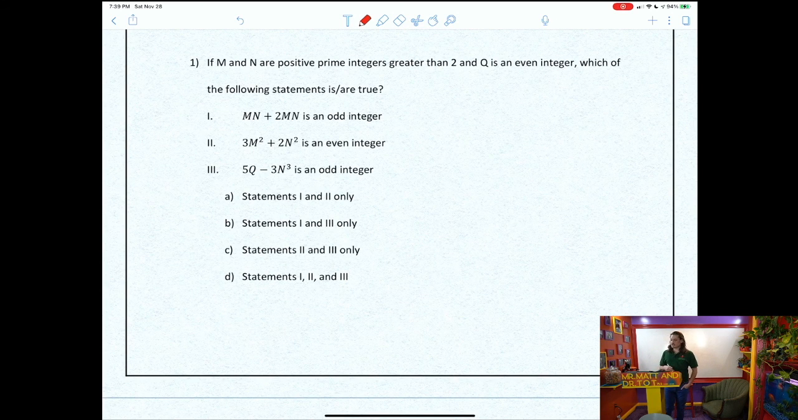So question number 1 asks, if m and n are positive prime integers greater than 2 and q is an even integer, which of the following statements is or are true? Statement 1 says m times n plus 2 times m times n is an odd integer. Statement 2 says 3 times m squared plus 2 times n squared is an even integer. Statement 3 says 5 times q minus 3 times n cubed is an odd integer. Take a few moments and solve that problem.